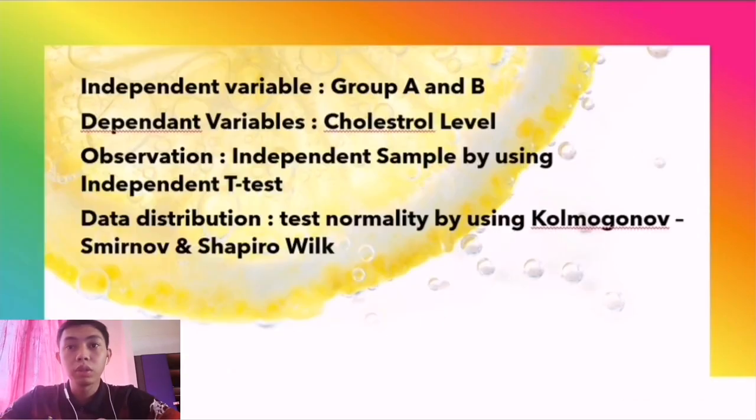Before we continue, we need to identify the variables. The independent variable is Group A and Group B, and the dependent variable is cholesterol level. We will be using the independent t-test, because the samples are from two different groups. For data distribution, we'll test normality using Kolmogorov-Smirnov and Shapiro-Wilk.